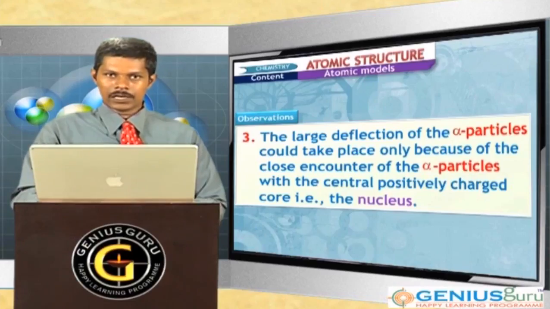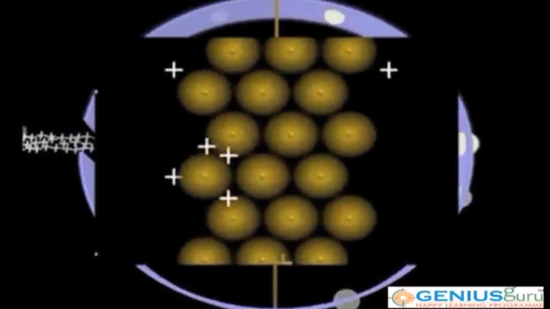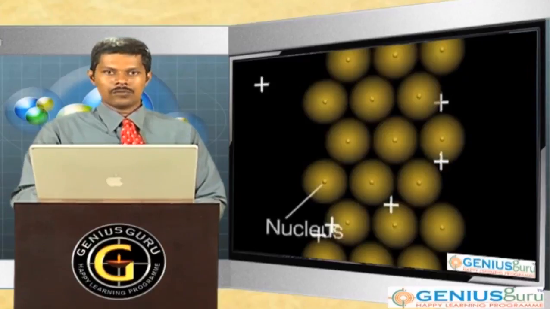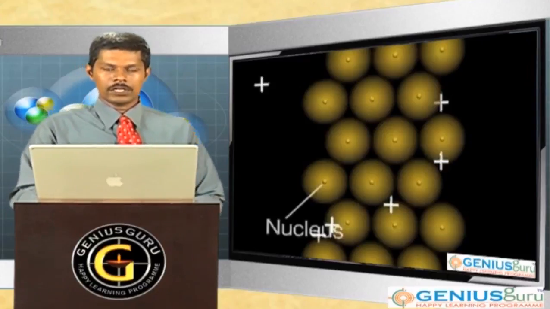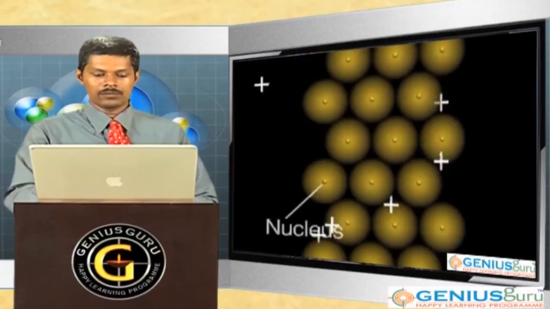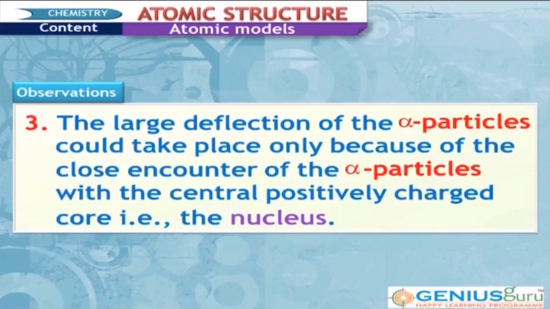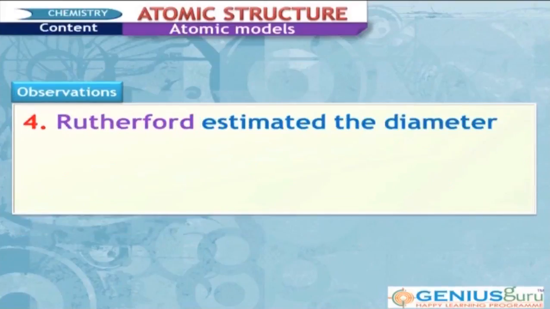Why the deflection? Some are getting deflected through some angles and some are largely deflected. This deflection in alpha rays is due to the alpha particle striking some portion of the nucleus, hence it causes deflection. Rutherford proposed a model that is called the Rutherford model of the atom. From this, he calculated the diameter and the radius of the atom.